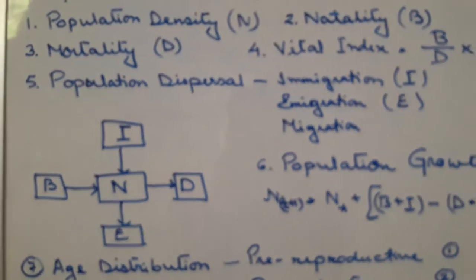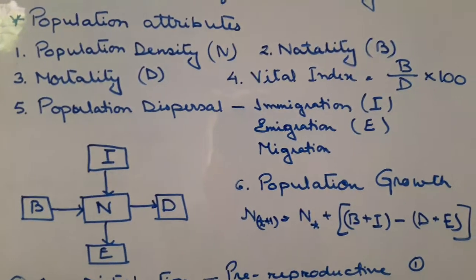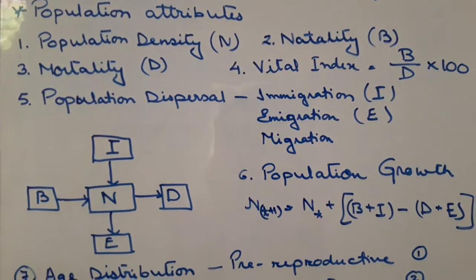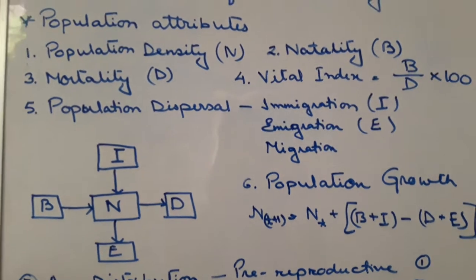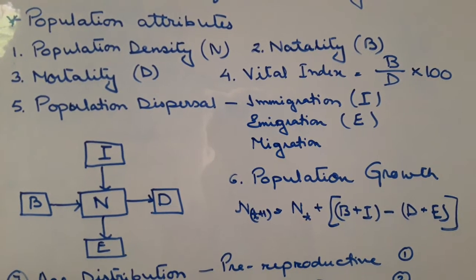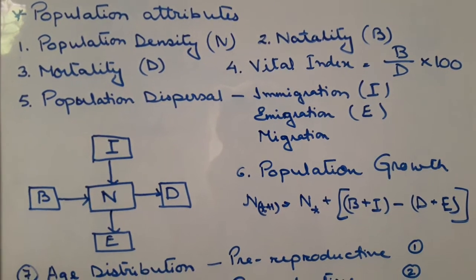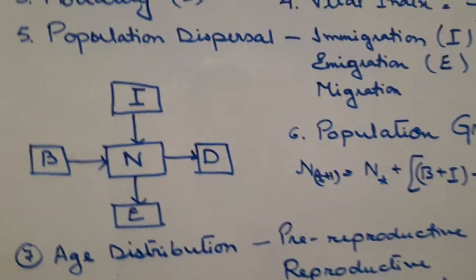Now, the next term is the population dispersal. While we are studying all these things, we see that some organisms may sometimes come into a population and add to its number, or some may go from that particular population and decrease its number. These phenomena are known as either immigration, emigration or migration. Now, in population dispersal, we get this particular diagram.